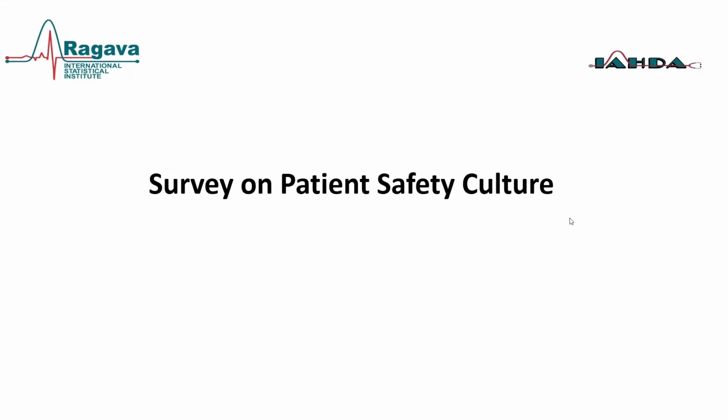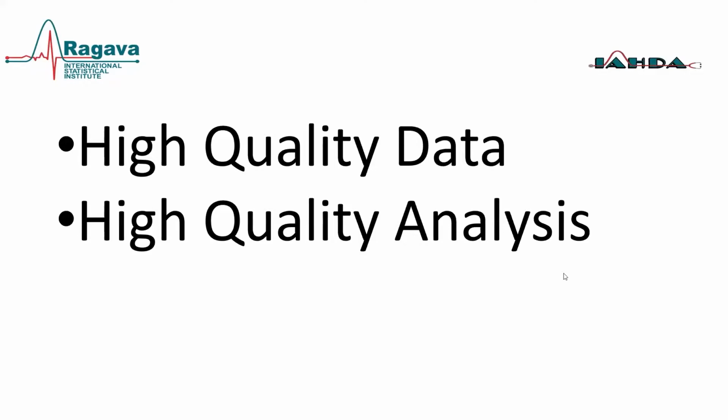regarding this survey. So there are two things we need to focus on regarding a survey on patient safety culture. For the accuracy of the result, there are two things we need to focus on. One is high quality data. Second one is high quality analysis. This is not only for safety culture survey, but for each and every quality practice. Without data, we cannot do our practice in quality, correct? Quality data is very important.